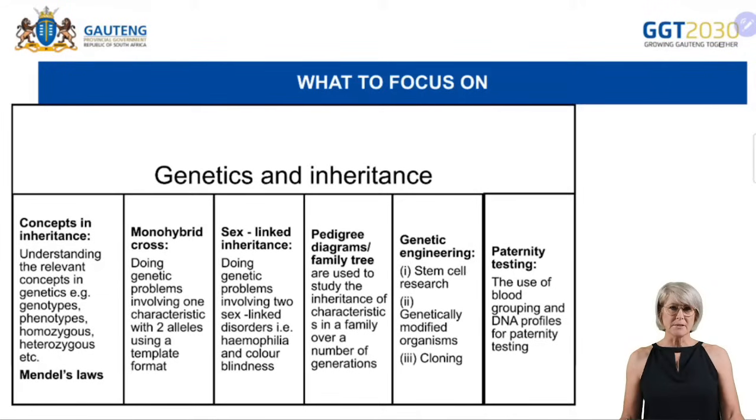We're going to have a look at some of the terminology. We're also going to have a look at Mendel's laws. Then we're going to have a look at monohybrid crosses and the different types of inheritance that we get. Then we'll look at sex-linked inheritance, so we have a look at how those are inherited. We'll look at family pedigree diagrams, and then how certain characteristics are inherited in families.